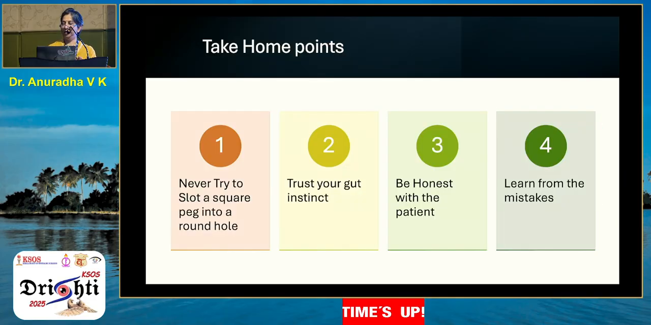So my take-home points are, you should never try to slot a square peg into a round hole. By that, what I mean is, when you look at an eye and you're thinking it's neither this nor that, don't come to a presumptive diagnosis and start presumptive treatment. Go back to the history, reinvestigate if necessary, or get a second opinion. Second is, whenever I have tried to override my gut instinct with my brilliant logical thinking, I've always landed in trouble. So if your gut instinct is telling you there's something wrong, this is not working, listen to it.